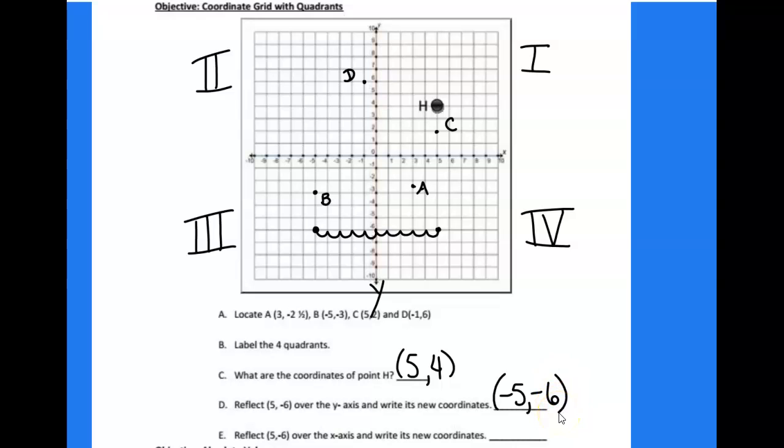Reflect (-5, -6) over the x-axis and write its new coordinates. So I'm going to count up 1, 2, 3, 4, 5, 6 up to the x-axis. And I land at (-5, 6).